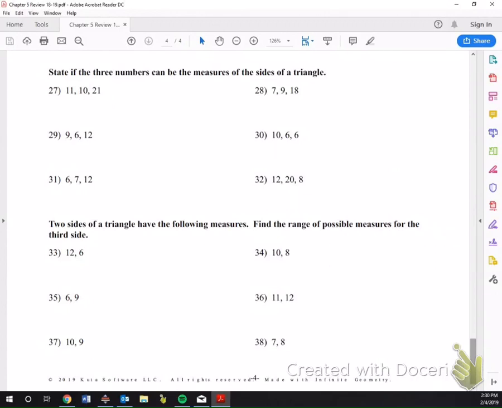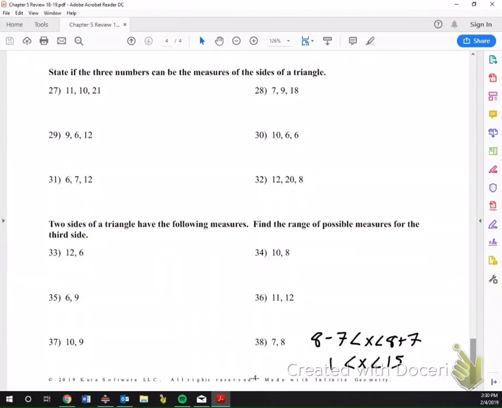Let's look at 36. So we know that the sum of them goes on the right and the difference on the left. So if we have two sides which are 12 and 11, the third side needs to be greater than 1 and less than 23. Same thing for 38, difference on the left, sum on the right, 1 is less than x is less than 15. It really is that simple.